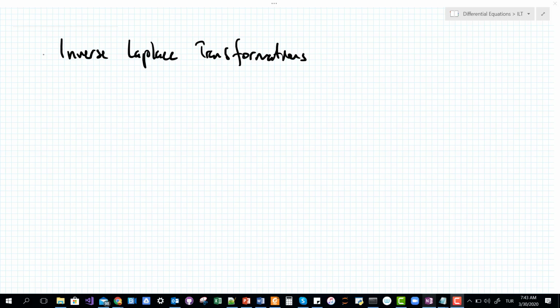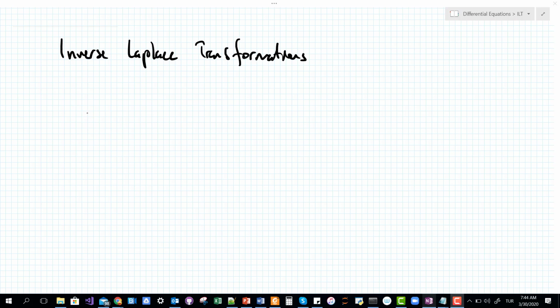In this session, we are going to learn the inverse Laplace transformation. First, let's try to understand why we need the inverse Laplace transformation. We have learned the Laplace transformation, but now we say we're going to need an inverse Laplace transformation. But I want to make a summary before I start. Let's see what we have learned so far.